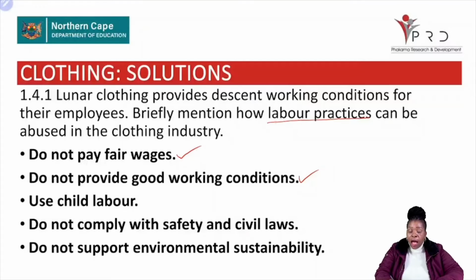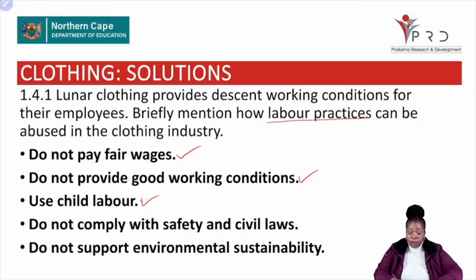So they will be abusing the what? The labor practices. If they use child labor, using child labor is also an abuse of labor practices. Child labor, we are talking about children who are below 18 years. They cannot make their own decisions at that time, so they cannot be used to work in a factory. It is called abuse of labor practices.